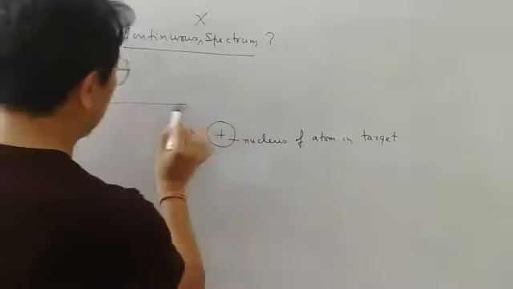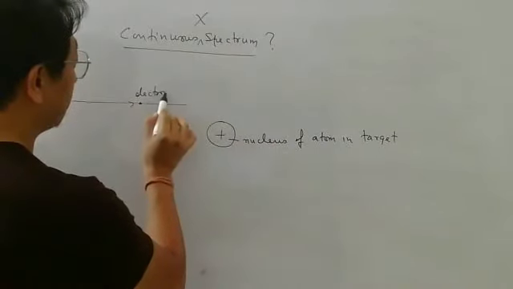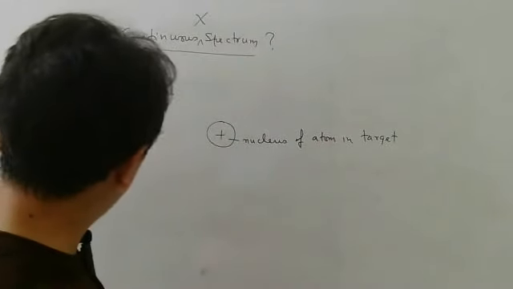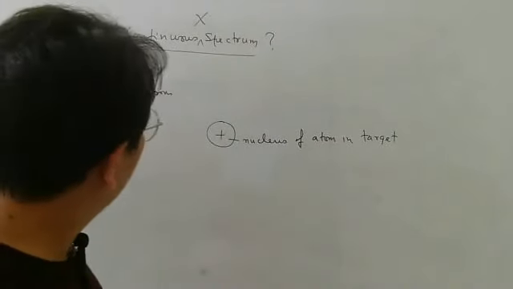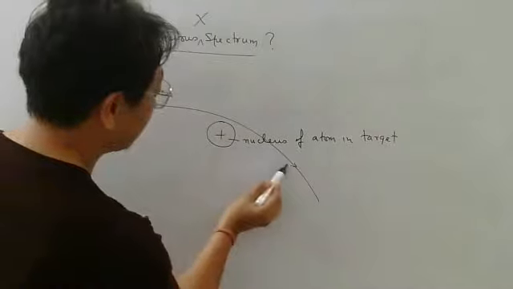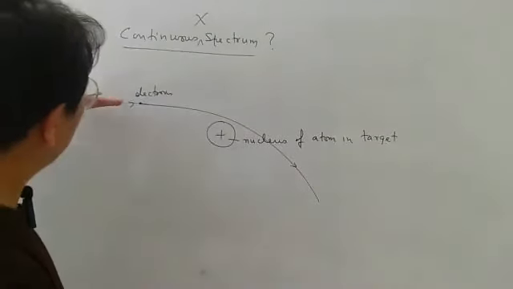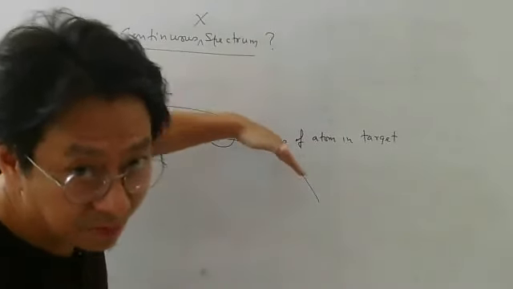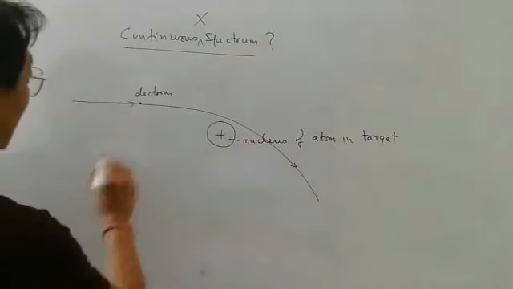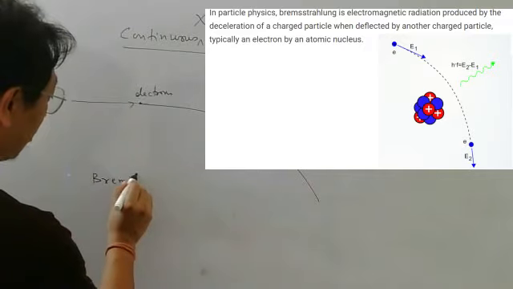And when fast moving electrons are coming, do you think they will continue straight? See, the moment they come like this from infinity, let's say very far, this nucleus will attract them. So they will accelerate. Their direction of motion will change. Not only that, their speed will also change. So the electrons' direction of motion and speed both will change. In fact, the speed will become less. And this process is called Bremsstrahlung.